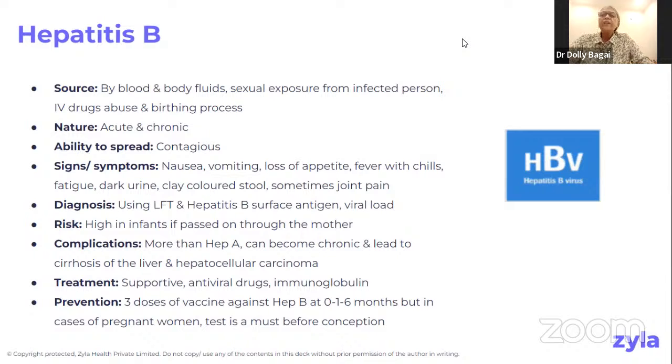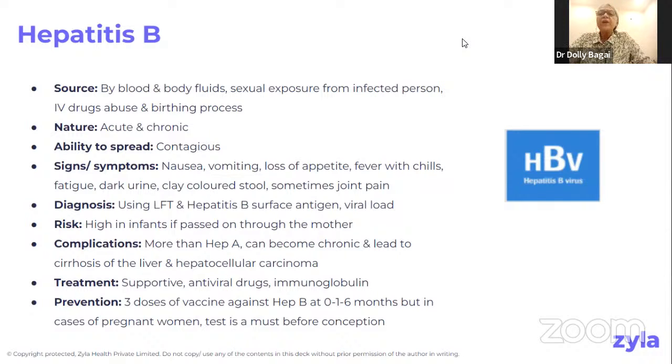And what are the complications? The complications are much more than hepatitis A. Why are the complications more? Because it is not only an acute disease, it has a chronicity. It stays in the body lifelong, and the patient can become chronic and develop cirrhosis of the liver and hepatocellular carcinoma.